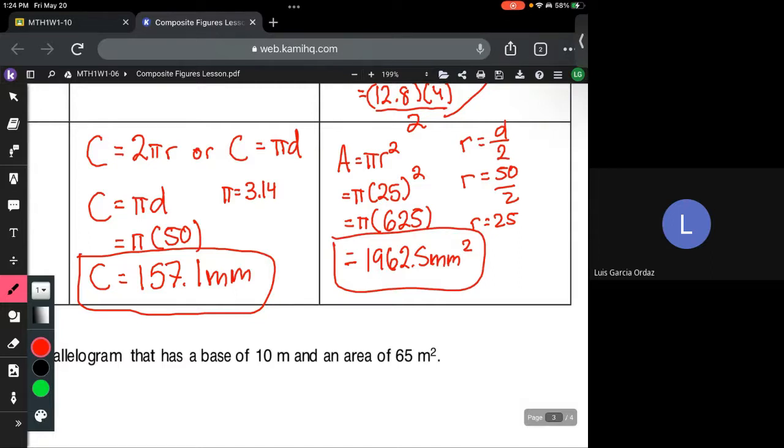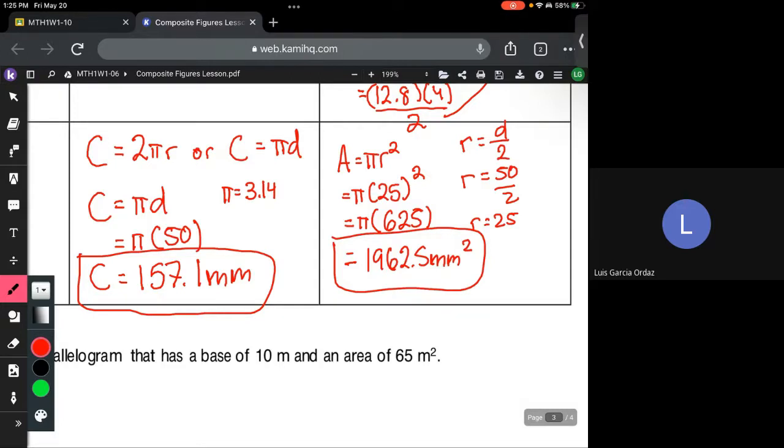1,962.5 millimeters squared. Good job, boys. Thank you. 1,963. That's it. Well, did you use the pi button? Yeah, pie button. There's a button that, hey, I'll take it.